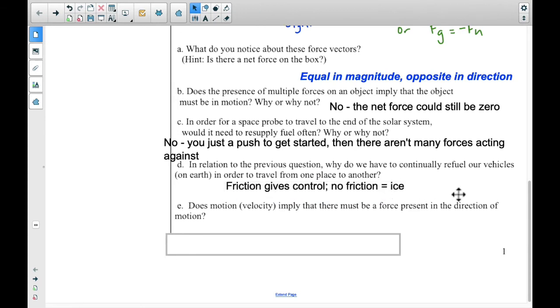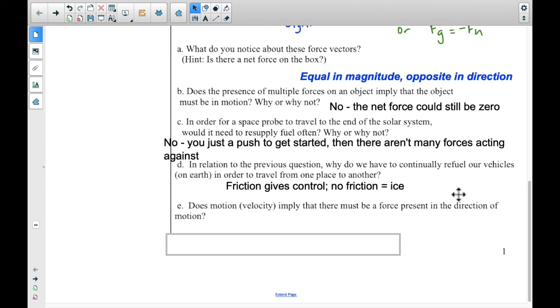Friction is what allows your tires to have control. And if your tires don't have friction, then you are not going anywhere. And so that situation would be like if you're driving on ice. If you try to drive on ice and your tires don't have any friction, you're not going anywhere.